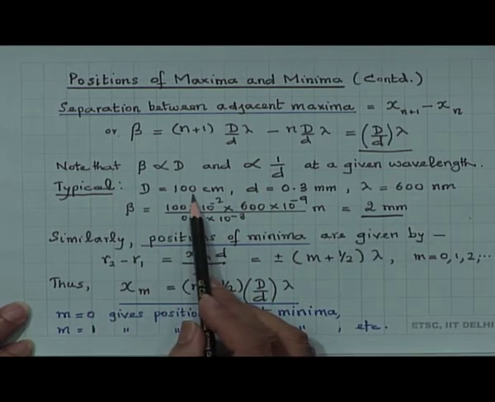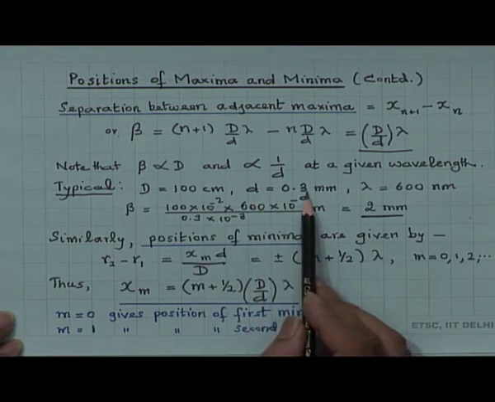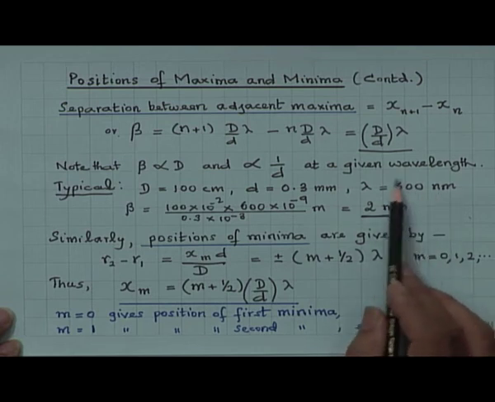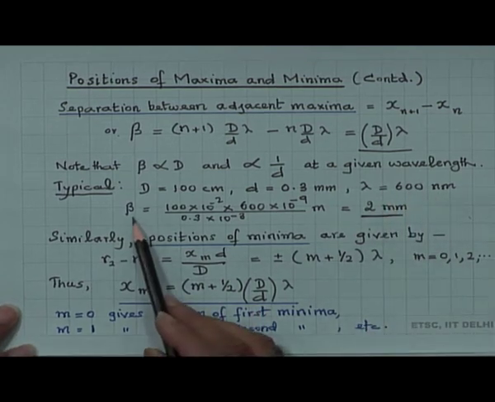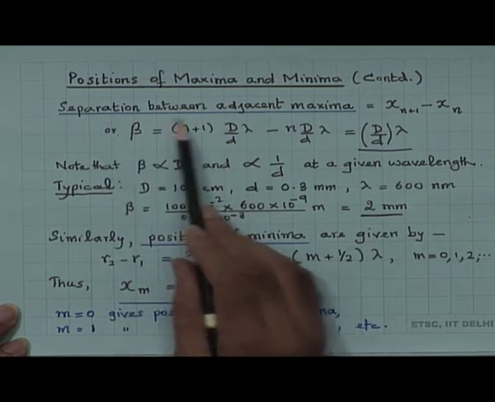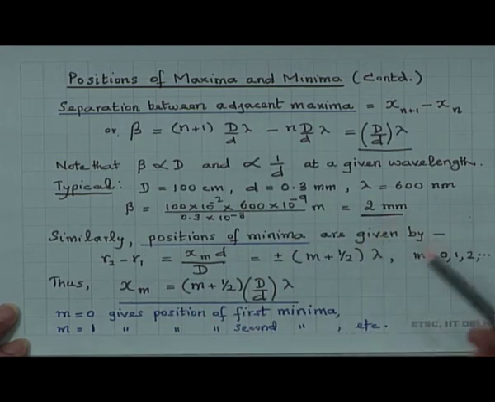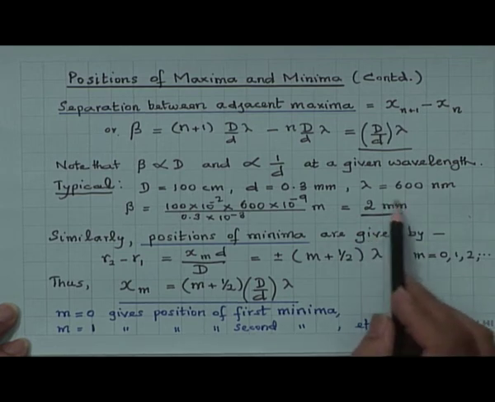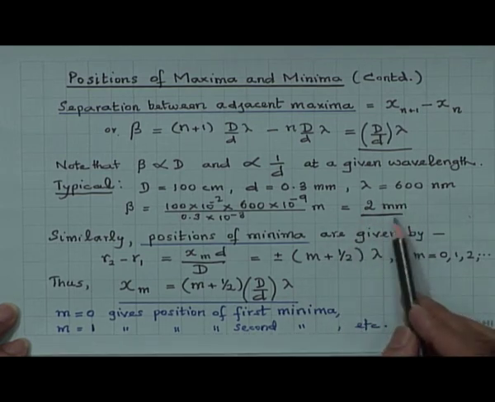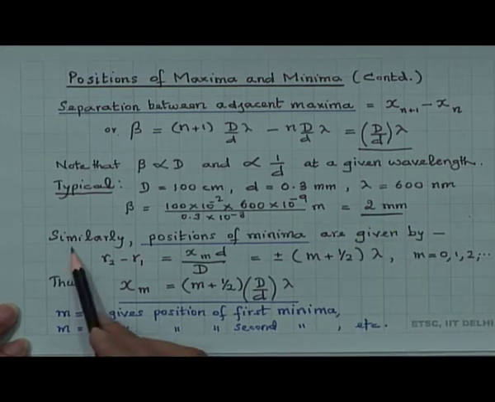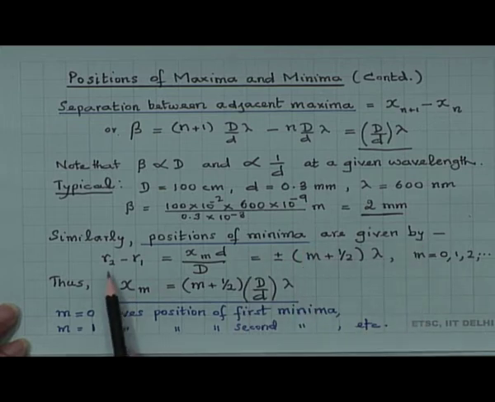D is equal to 100 centimeter, small d is equal to 0.3 millimeter, and lambda is equal to 600 nanometer. This is about the orange color, orange light. Then we can calculate beta, which is the separation between adjacent maxima, as 2 millimeter, which can be seen by eye because the intensity peaks are separated by 2 millimeter.